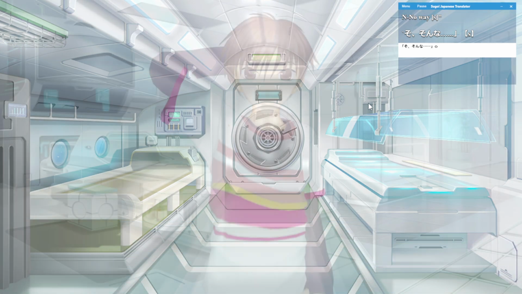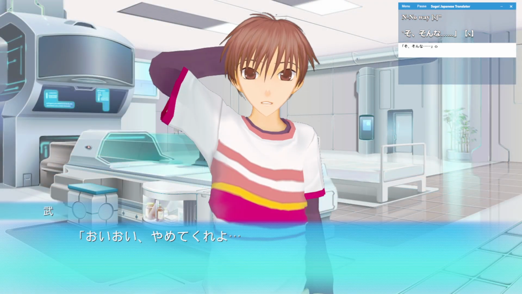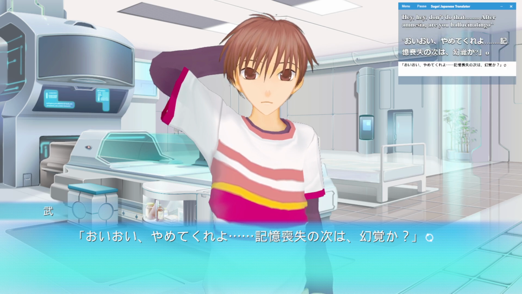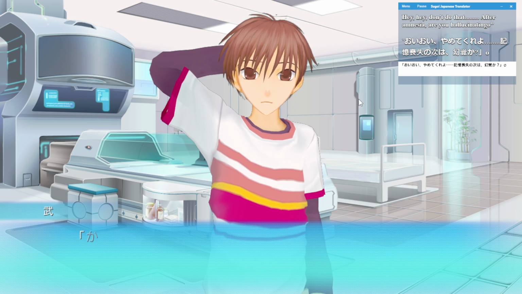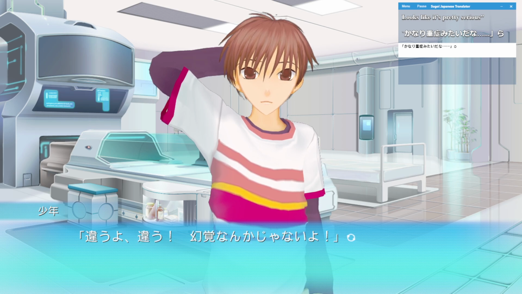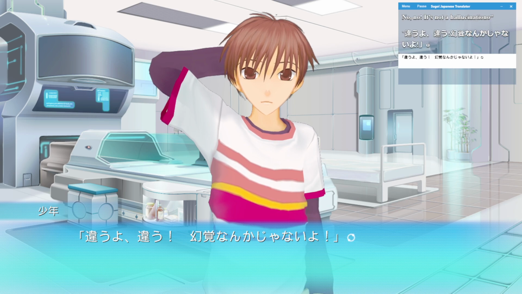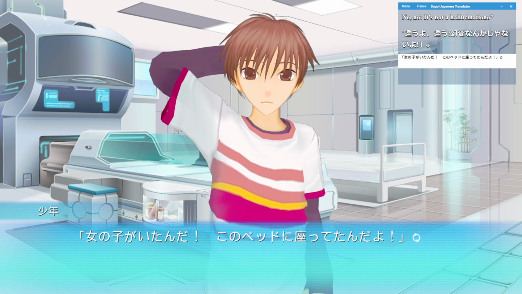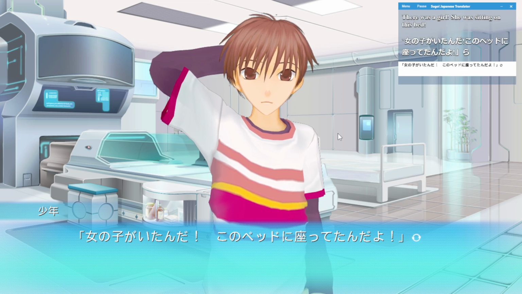No way. Hey, hey, don't do that. After amnesia, now hallucinations? Looks like it's pretty serious. No, it's not a hallucination. There was a girl. She was sitting on this bed.